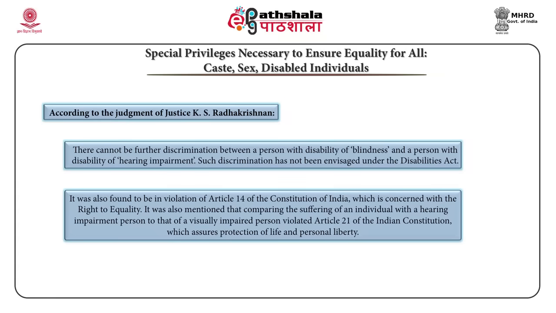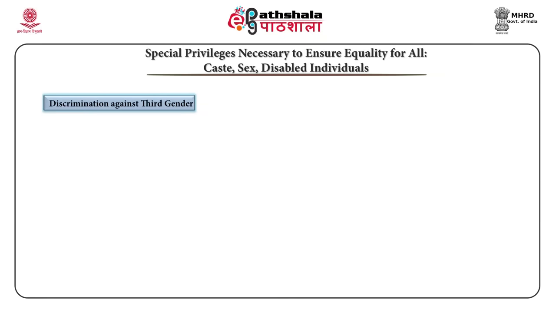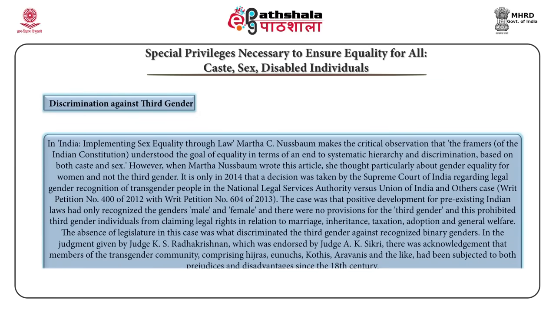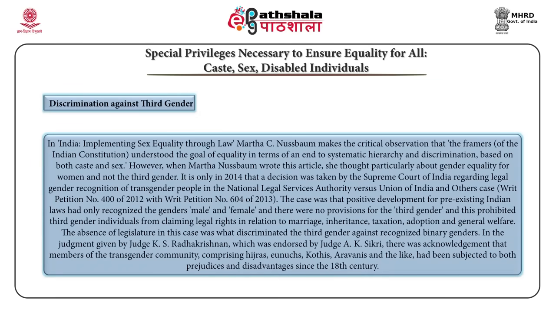We can see this again quite clearly in the discrimination against the third gender. The American philosopher of law, Martha Nussbaum, has written a paper entitled "India: Implementing Sex Equality Through Law." In this, she makes the critical observation that the framers of the Indian Constitution understood the goal of equality in terms of an end to systematic hierarchy and discrimination based on both caste and sex. However, when Nussbaum wrote this article, she thought particularly about gender equality for women and not the third gender.